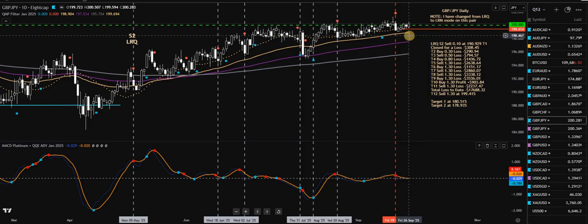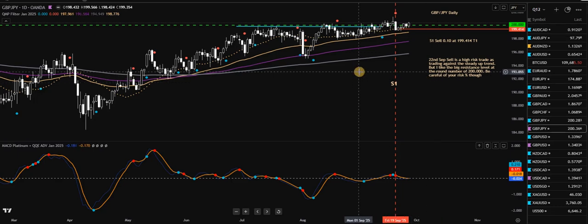So we've got a bit to make up. Don't worry about that too much. I'll just go to a cleaner chart, more recent. This is sort of more individual chart. Same pair. It just shows the last trade. There's a sell here. It's a high risk. You can read my notes there.